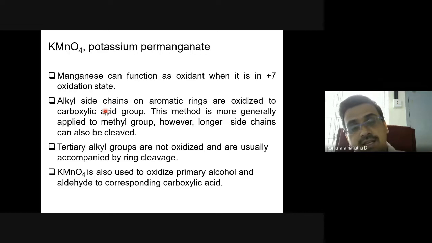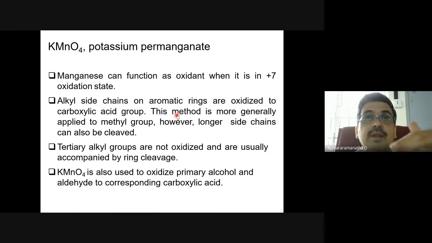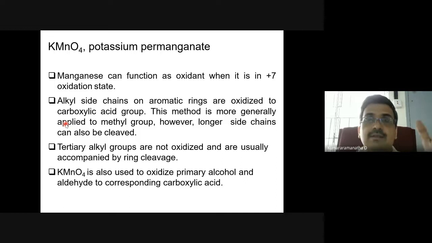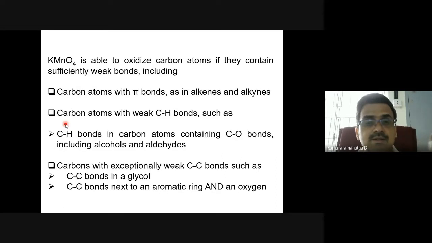So here, in general, alkyl side chains of aromatic substrates are being oxidized. So you cannot apply this for methyl groups if you want to oxidize. And same like potassium dichromate, even tertiary alkyl groups will not be oxidized with this. Generally, it's a weaker oxidizing agent than potassium dichromate, but still it's a very good oxidizing agent.